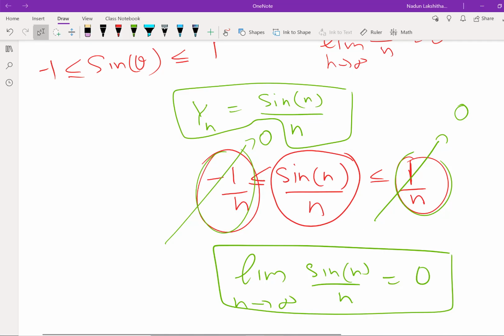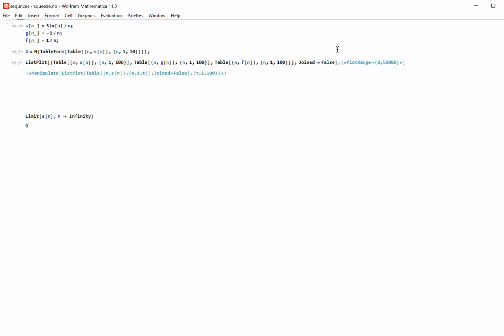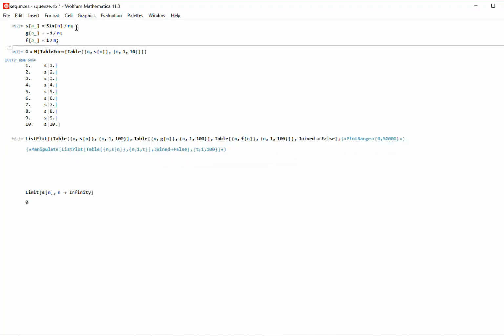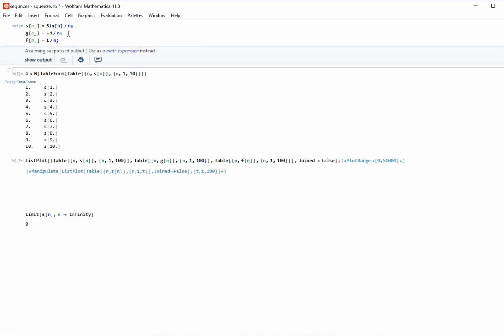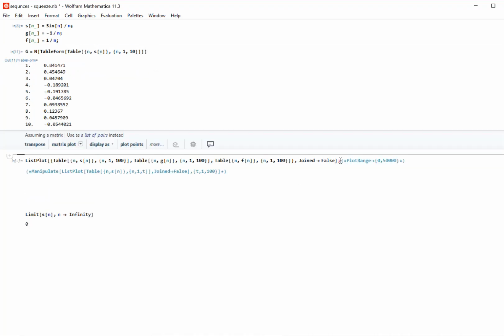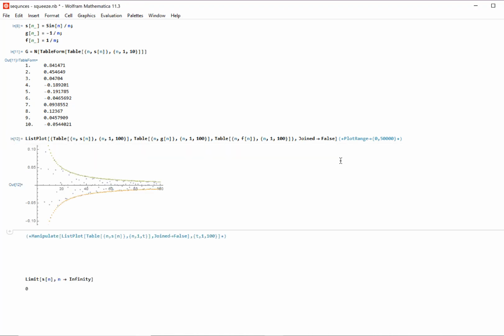All right, so let's visualize this. We have sine n over n. We already know the smaller sequence, negative 1 over n, and we know the larger sequence, 1 over n. Let's visualize the three sequences.